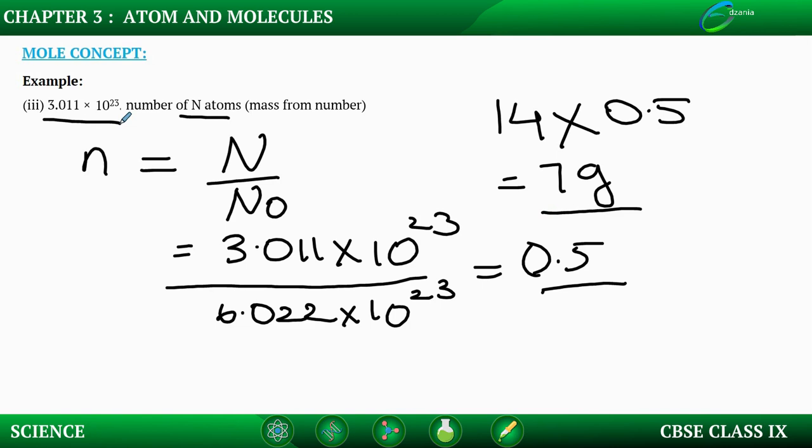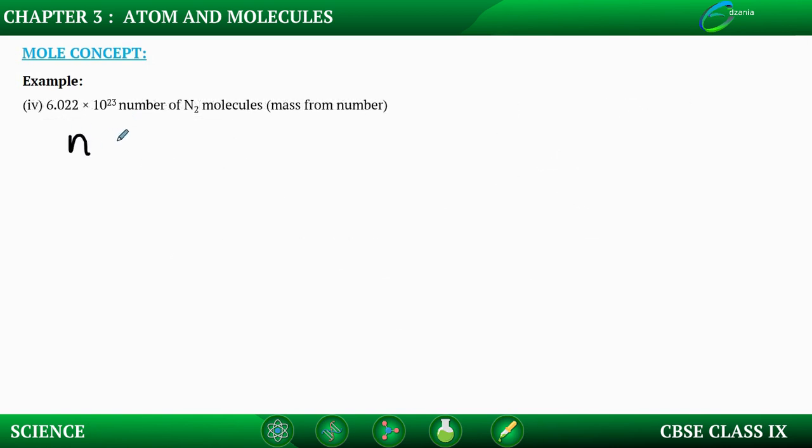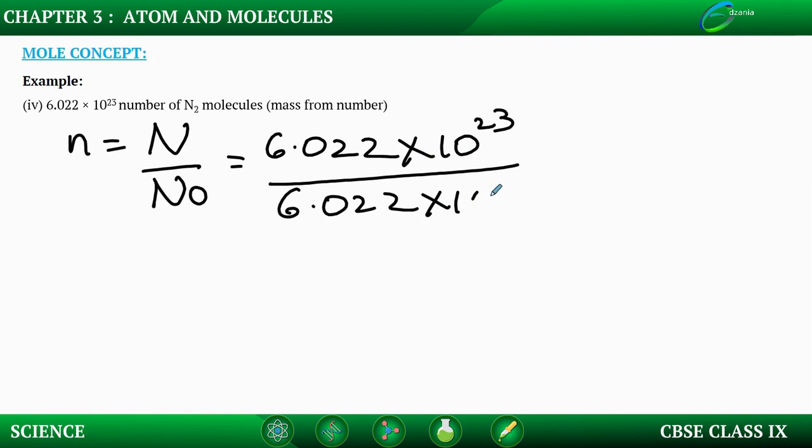Now similarly we'll follow the same steps for the N2 molecules. Small n equals capital N upon N0. That is equal to 6.022 into 10 raised to 23 upon Avogadro's number, which is the same 6.022 into 10 raised to 23. So the answer is 1.